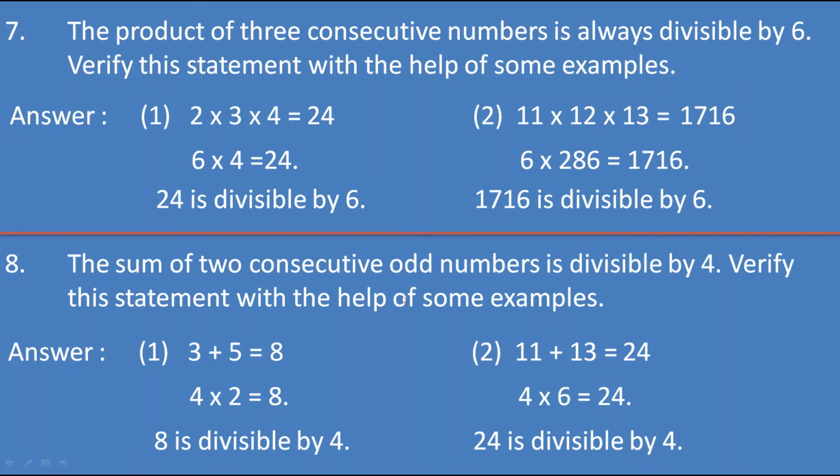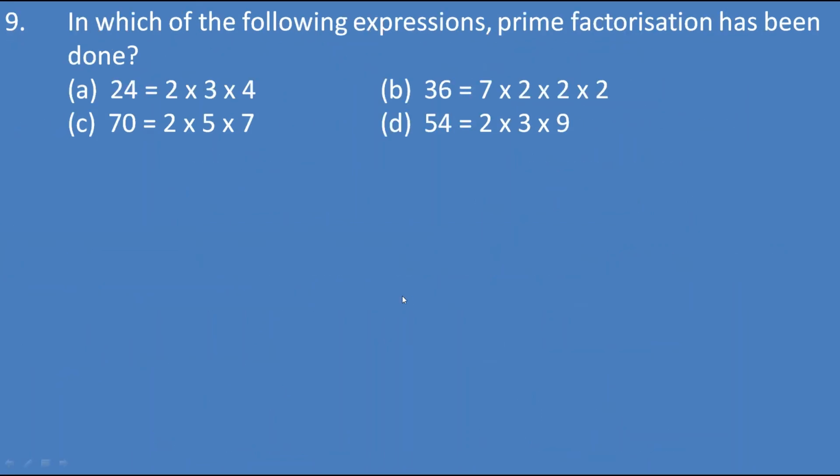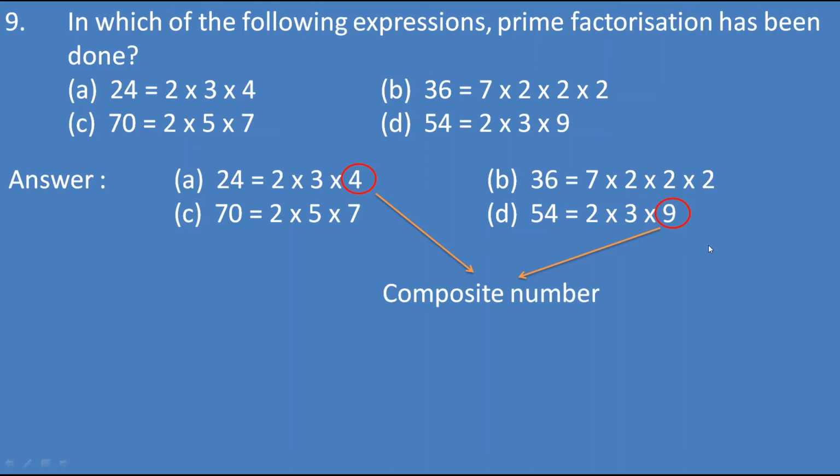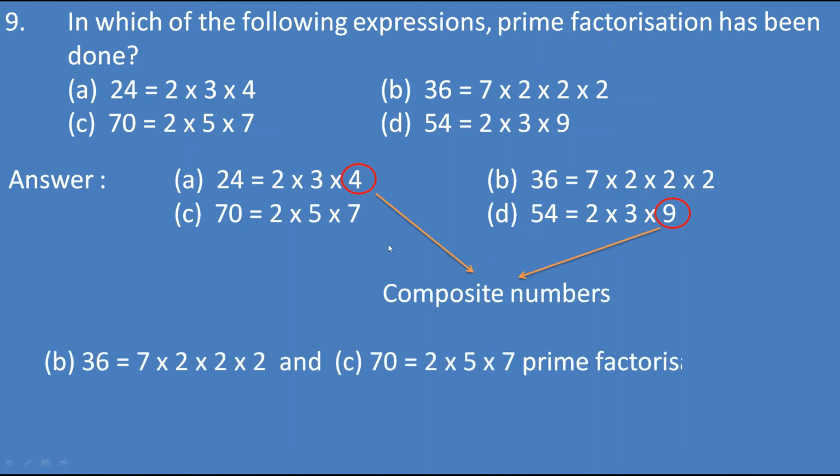Now let's move to the next question, that is the ninth one. In which of the following expressions has prime factorization been done? Everyone knows that prime factorization means the factors must be prime numbers. When we look at these four expressions, we understand that in the first expression the 4 and in the last expression the number 9 are both composite numbers, not prime numbers. Therefore, in expressions B and C, the prime factorization is done, because all the factors are prime numbers.